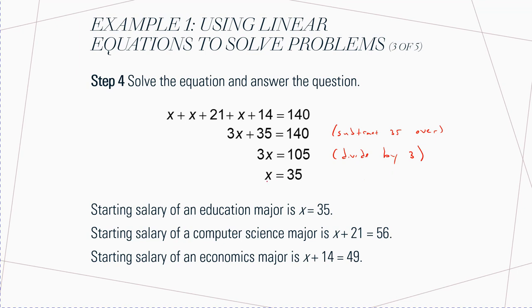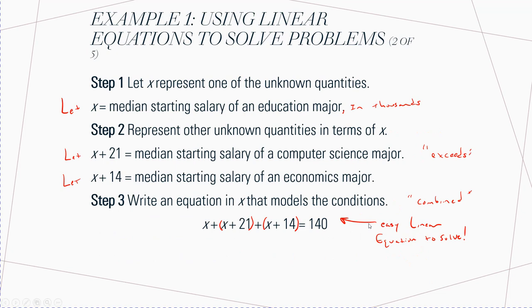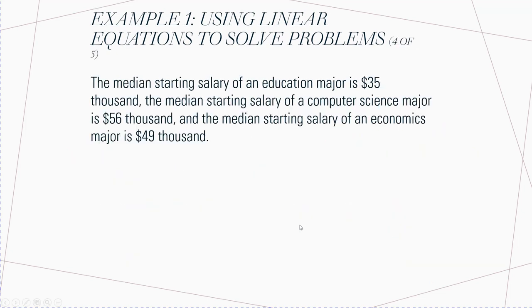So what's going on here is we have the starting salary of an education major is x, which is 35,000. The starting salary of a computer science major exceeds that by 21, so 35 plus 21 gets me 56, so they're 56,000. And an economics major exceeds it by 14, so 35 plus 14 gets you 49. So their median starting salary there is 49,000. Once you have this set up, it really kind of falls into place.